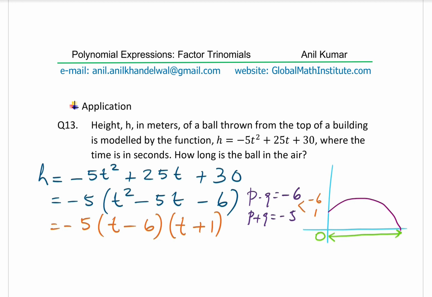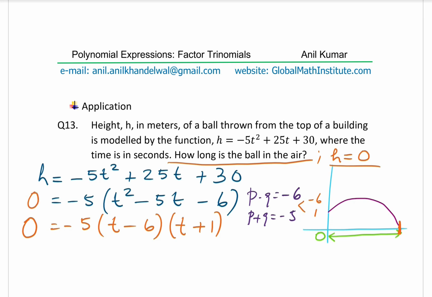Now, how do we get the answer to the question, how long is the ball in the air? It is until height is greater than 0. As soon as the height becomes 0, we get the time when it lands on the ground. So that is the time. We'll now equate height to 0 to solve this particular equation.